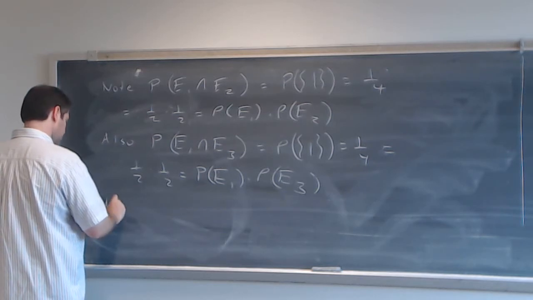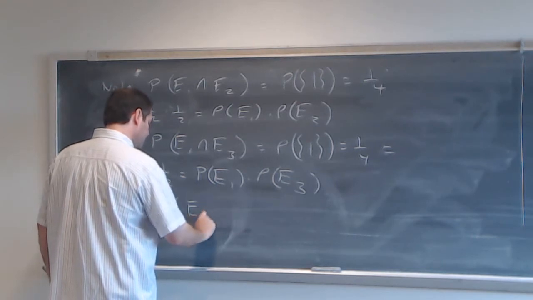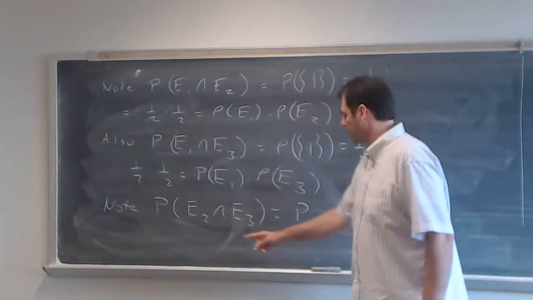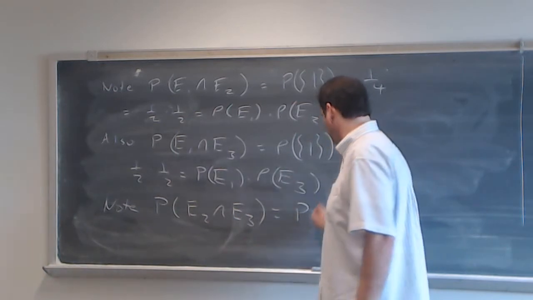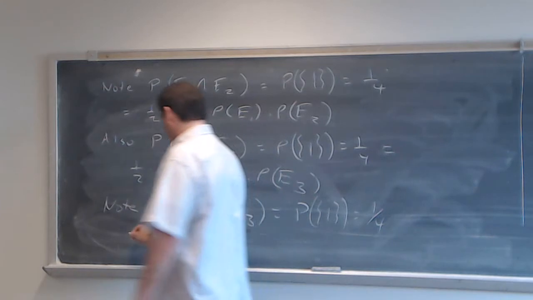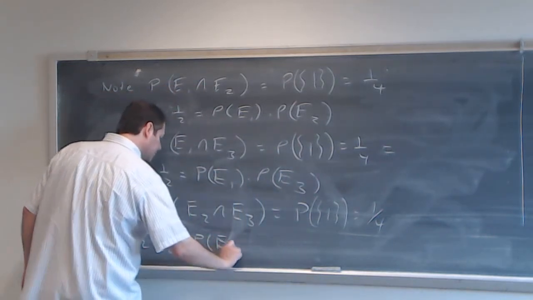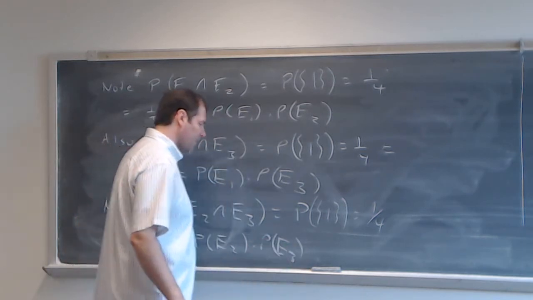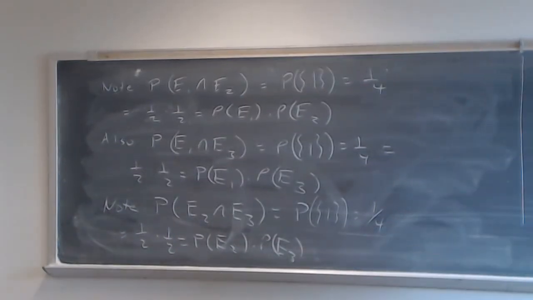Note the probability of E2 intersect E3. Let's see. E2 was the 1 and 3 ball. E3 was the 1 and 4 ball, so they still have just the 1 ball in common, and that's 1 out of 4. And that again is equal to 1/2 times 1/2, which equals the probability of E2 times the probability of E3. But there's one more subcollection we should look at.